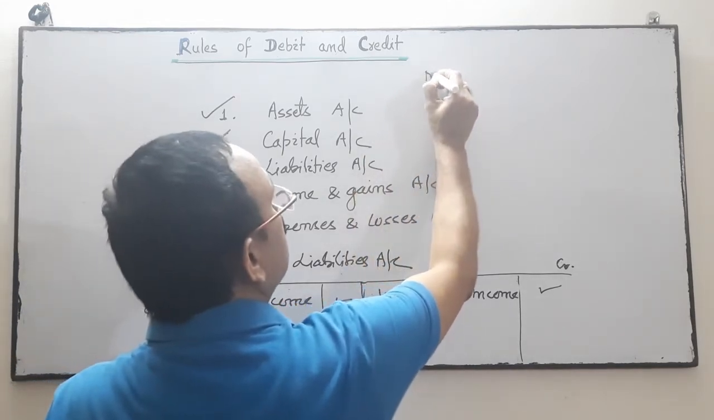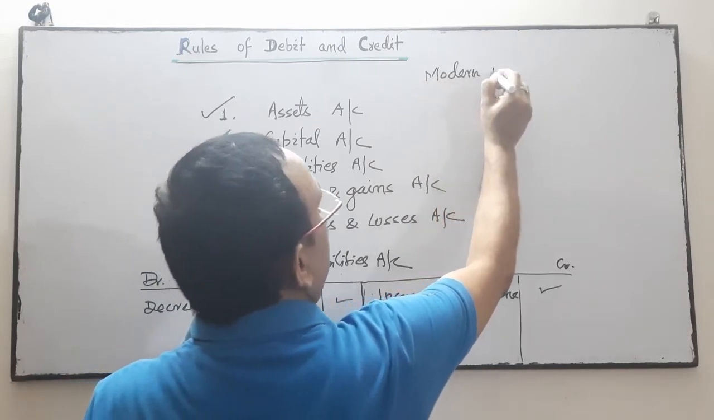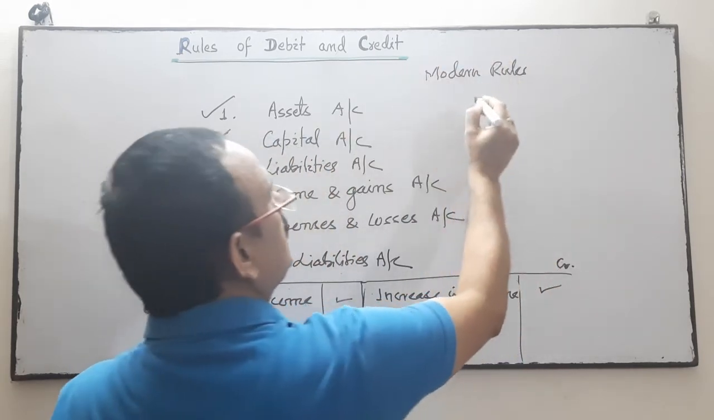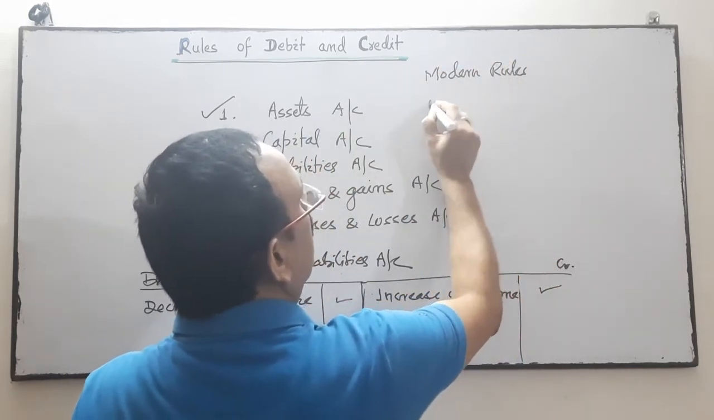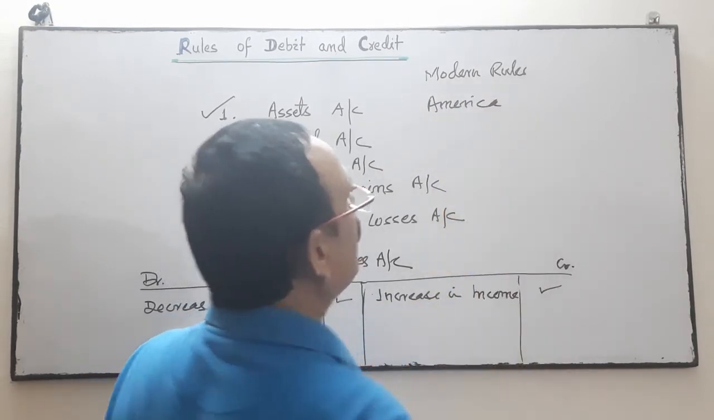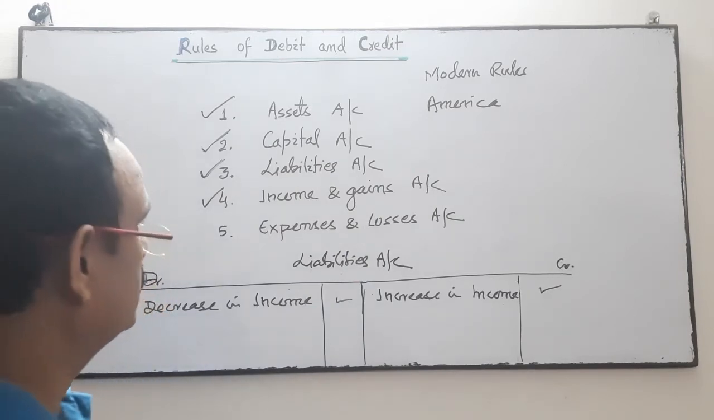These are the modern rules of accounting, the rules of debit and credit, developed in America.